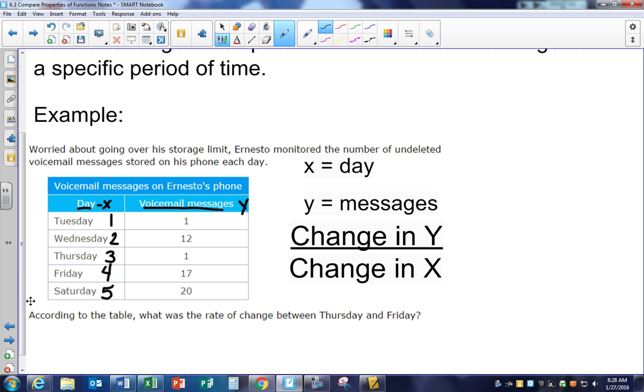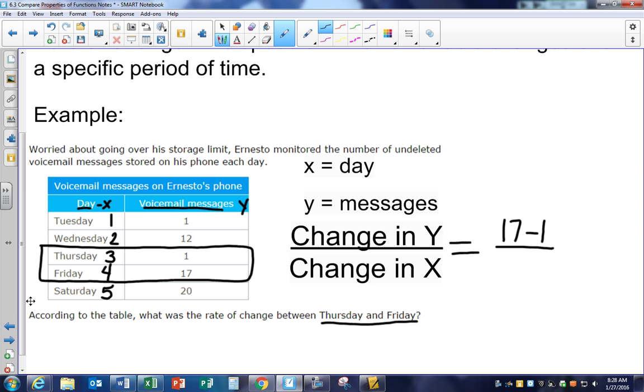So now, in order to compare the rate of change, we take the change in our Y value divided by the change in our X value. According to the table, it wants to know between Thursday and Friday. So we're just looking at this part of the table. When we look at this part of the table, our change in Y is 17 minus 1, and our change in X is 4 minus 3. Now notice that my 17 and 4 line up because they are on the same part of the table.